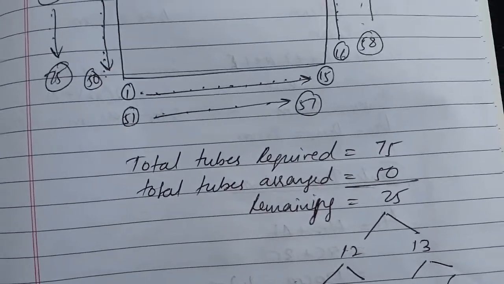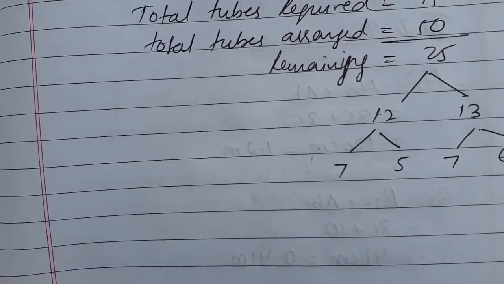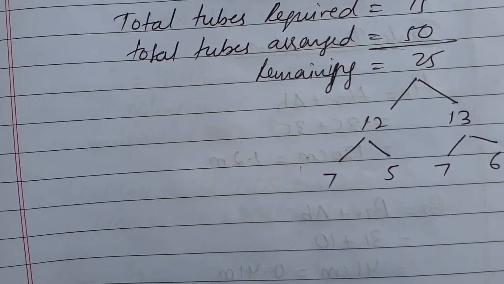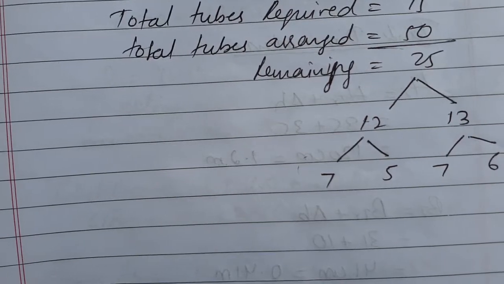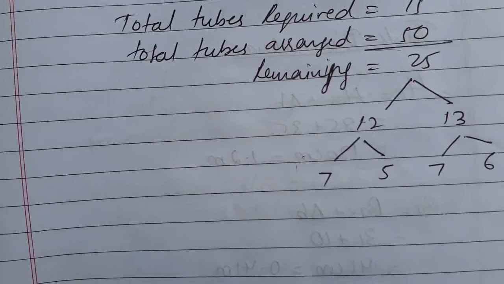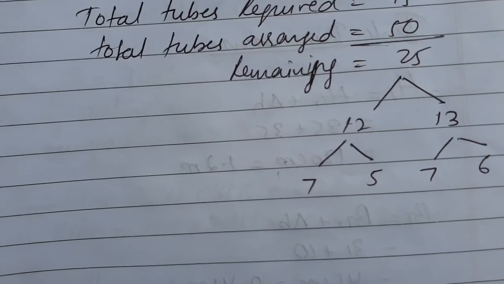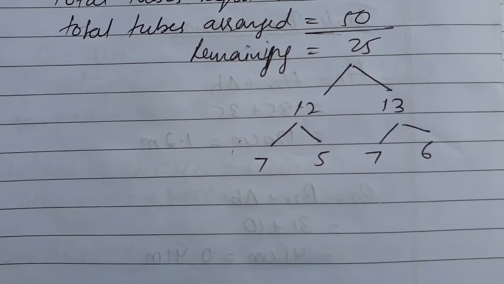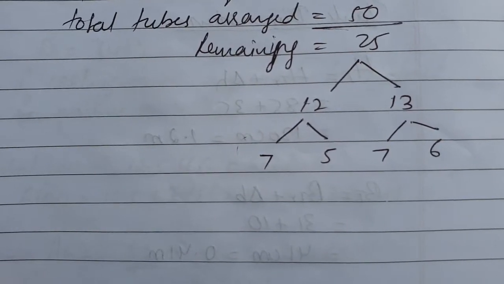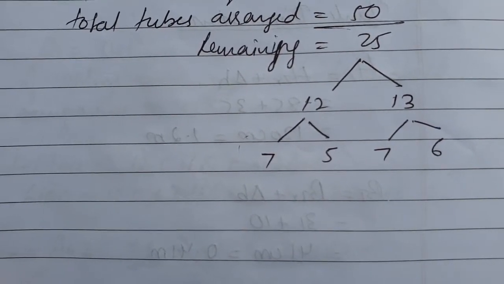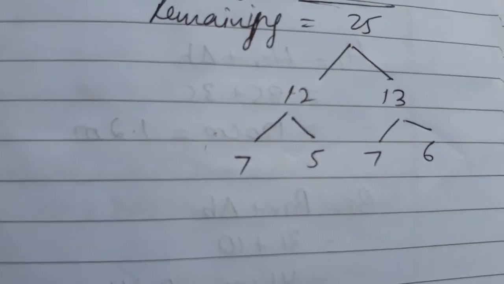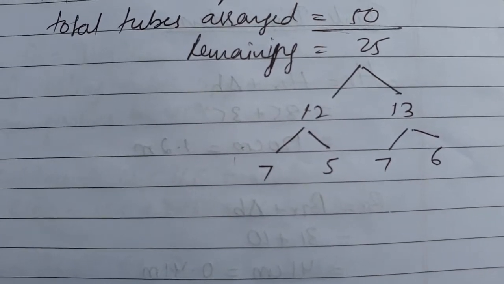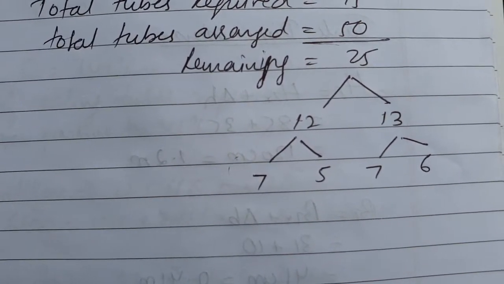But we know that along the length we can place 15 cooling tubes. So half of the 15 is 7.5. So what I'm doing, along the length I'm taking 7 cooling tubes and along the breadth 5 cooling tubes. Similarly, this 13 I'm going to divide into 7 and 5. But we know that along the breadth we can place up to 10 cooling tubes. So I'm writing it as 7 and 6. It's not mandatory to write 7 and 6. You can write it as 8 and 5 also. No problem.